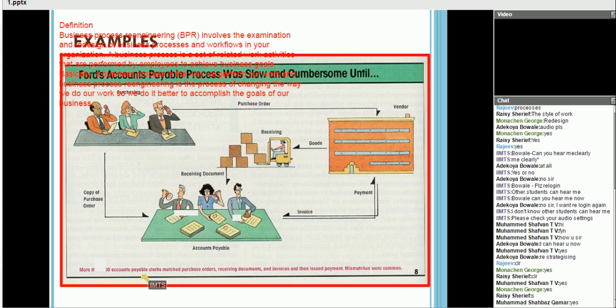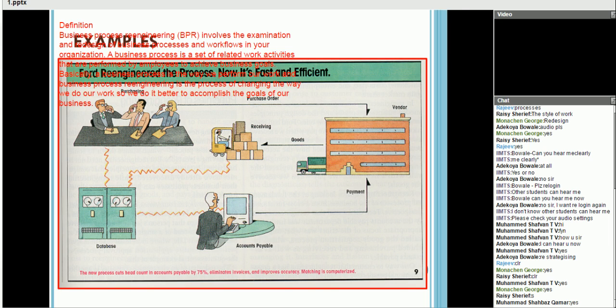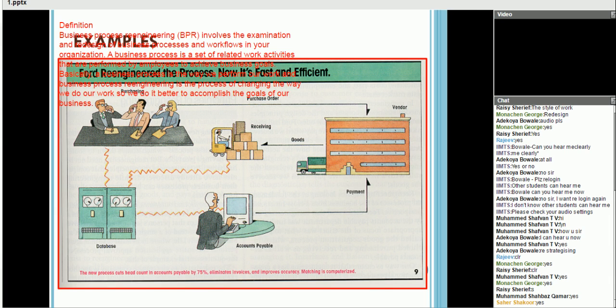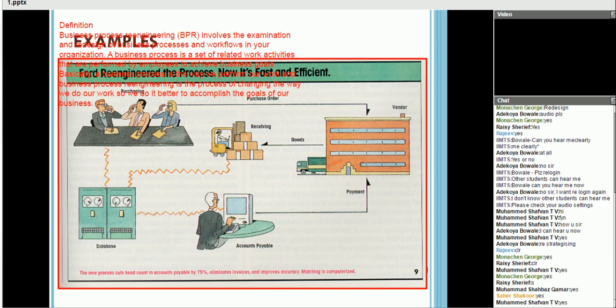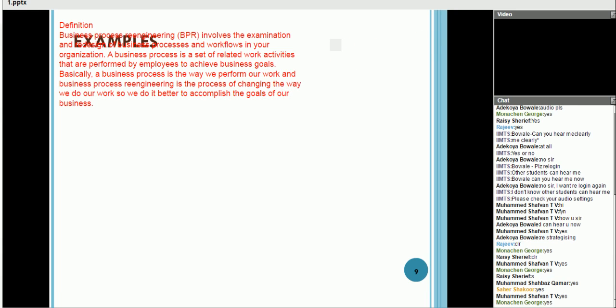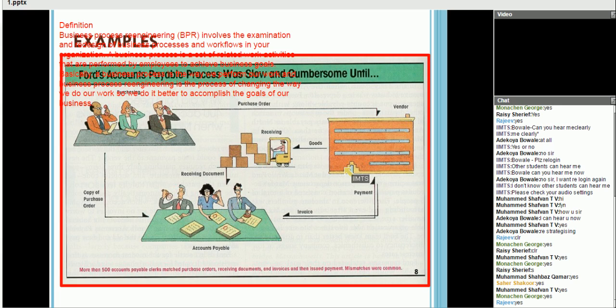Now, more than 500 accounts payable clerks match purchase orders, receiving documents and invoices, and then issue the payment. So here mismatches were a common problem. Now let's see how we have overcome this problem. Is this part clear to you? What was the exact problem? Seher says yes. See, they have written it. All three departments are sending documents to one common accounts payable department, as a result of which there is a mismatch.